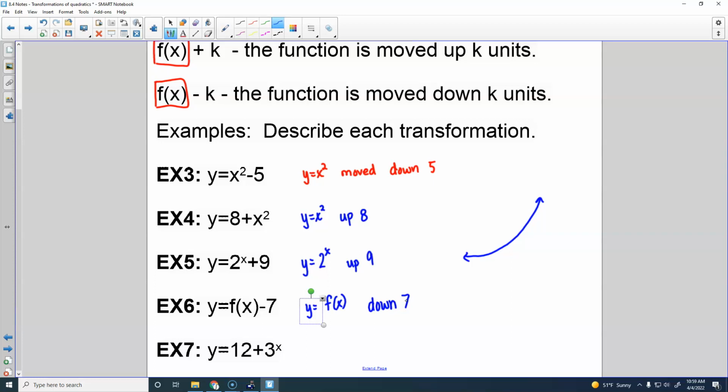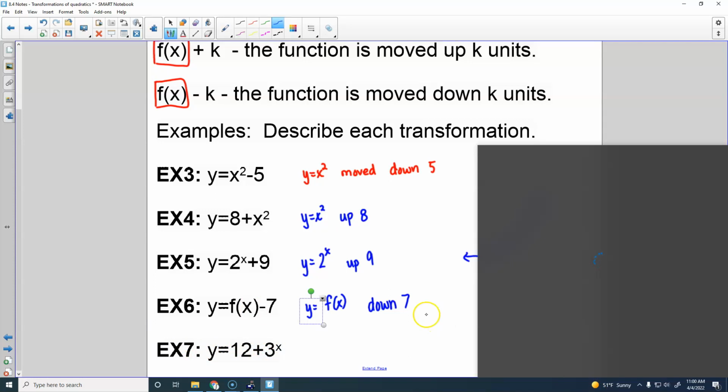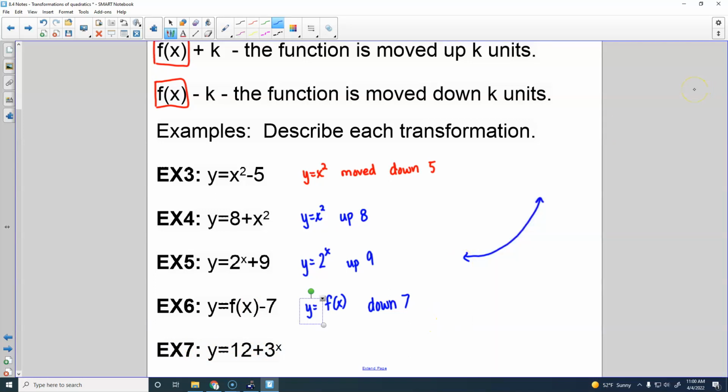So what we're starting with, up here we had x squared as our equation. And right here we had 2 to the x power as our equation. And right here we didn't really have an equation that we know. It was just f of x. What would it be for this one? 3 to the x power is how we say that. And what has happened to that graph of 3 to the x? Up 12. Very good.